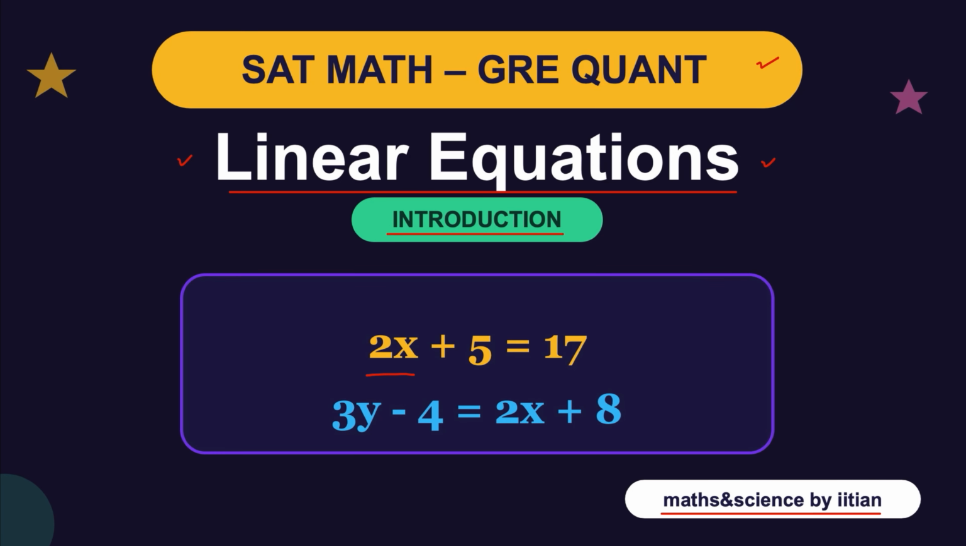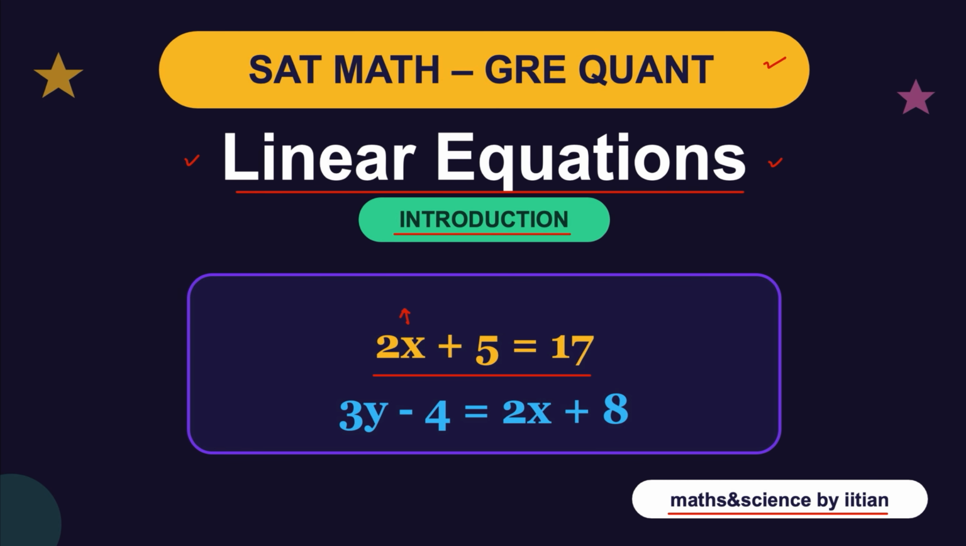For example, take an equation like 2x plus 5 is equal to 17. What does it mean? Here 2 is a constant, a real number. 5 is a constant, a real number. 17 is a real number, a constant. And what is the variable here? x is a variable. And in 3y minus 4, how many variables are there? Y is a variable and x is a variable. It's a single variable equation.